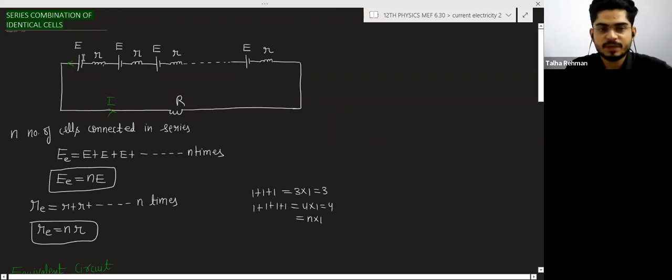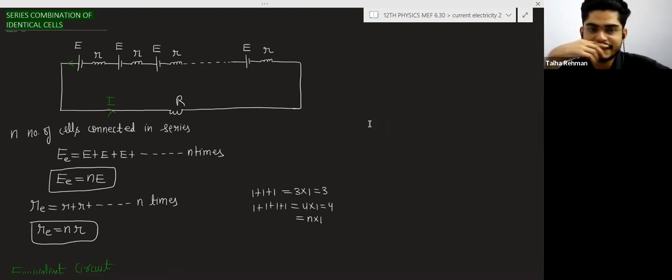Here we have identical cells. Identical cells means having the same EMF and the same internal resistance. I have already discussed what is capital E, what is small r, what is capital R. Capital E is the EMF of the cell, small r is the internal resistance of the cell, and capital R is the external resistance.